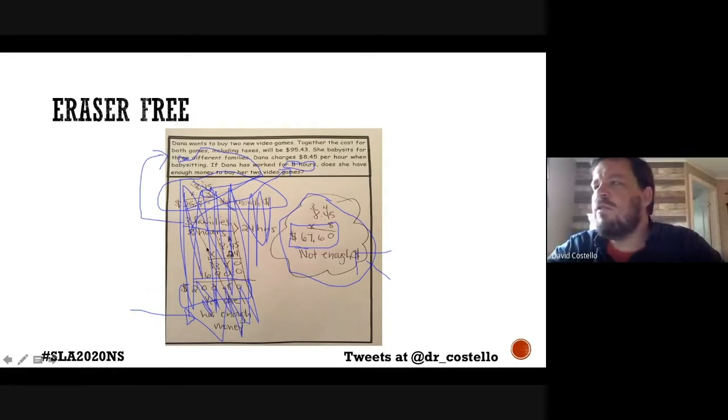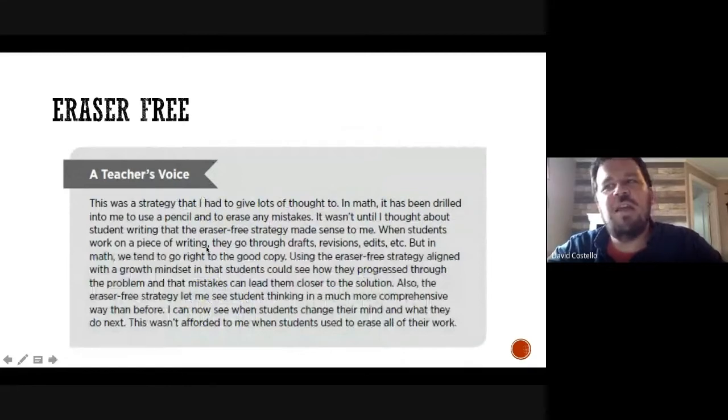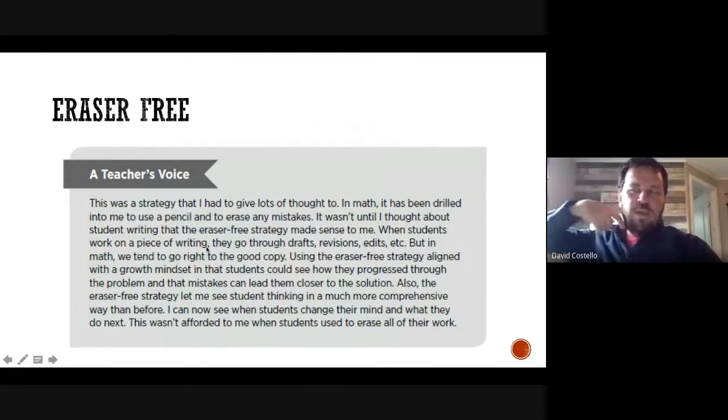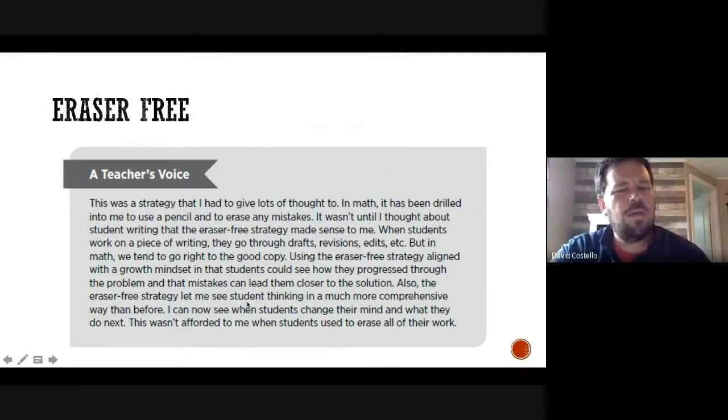So here is a voice from the teacher. So this was a strategy that I had to give lots of thought to. In math, it's been drilled into me to use pencil and to erase any mistakes. It wasn't until I thought about student writing that the eraser-free strategy made sense. When students work on writing, they go through drafts, revisions, edits, but in math, we tend to go right to the good copy. The eraser-free strategy aligned with the growth mindset in that students could see how they progress through the problem and that mistakes can lead them towards the solution. Also, it let me see student thinking in a much more comprehensive way.